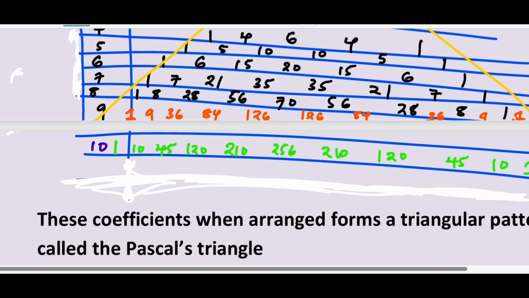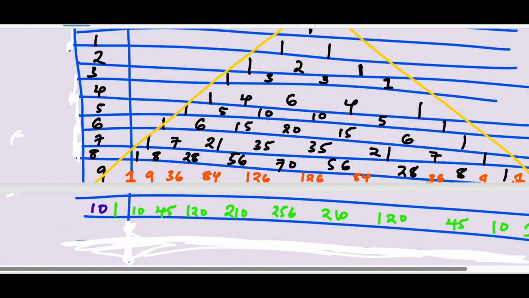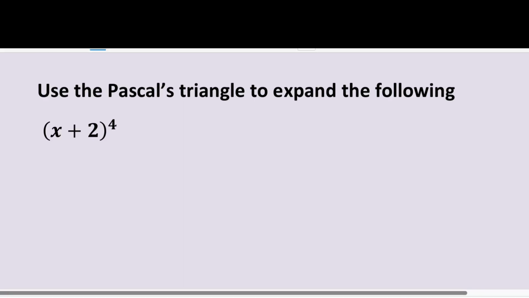So it helps us to get the coefficients when we raise a given binomial to a given power n. n can be any number. Example 1. Use the Pascal's triangle to expand the following expressions. Number 1, x plus 2 raised to power 4.